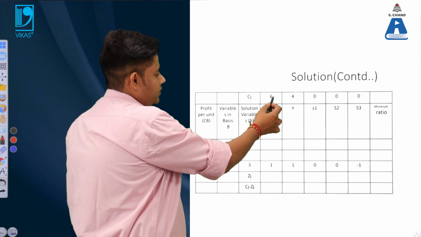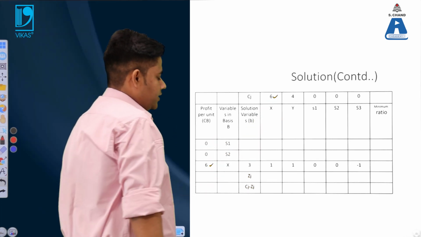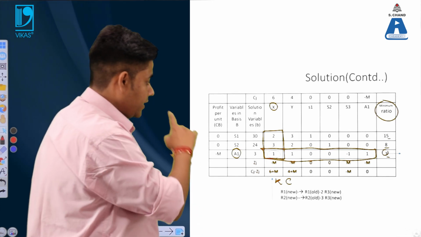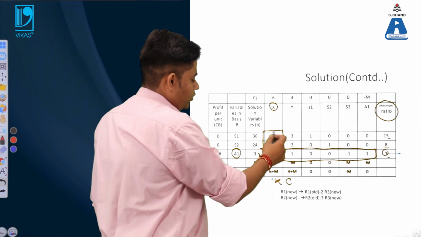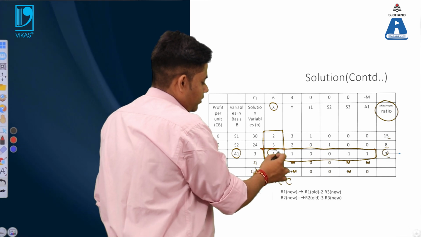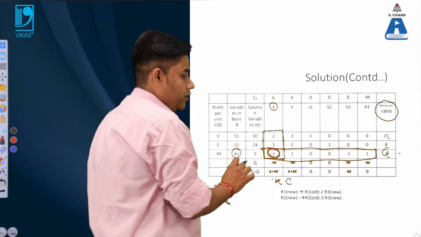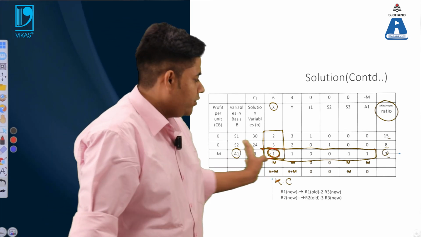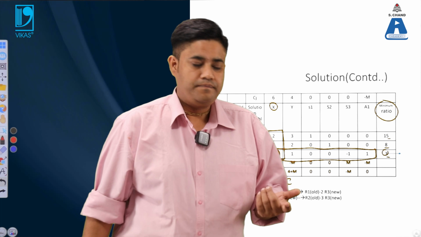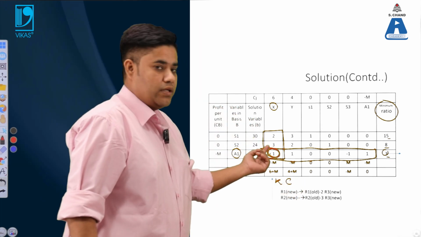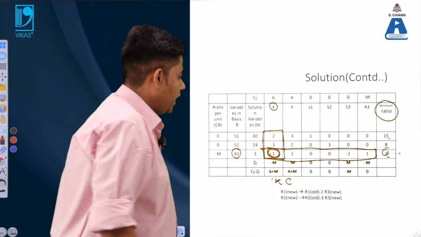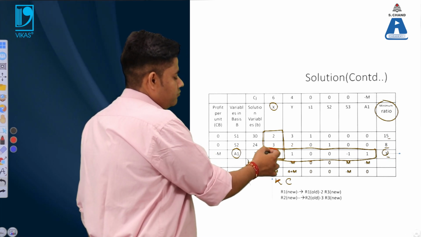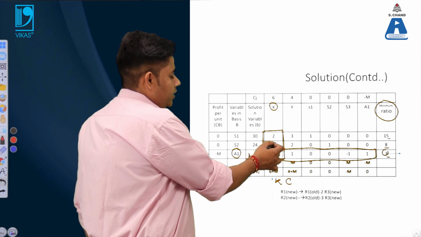So the coefficient of x is 6, so I have to substitute 6 here. Now there is also one more step, and that step says that the intersection of the key row and the key column should always be 1. This is already 1, but if it is not 1, let's say this value is 3, I need to divide the entire row by 3, so that this key element becomes 1, and additionally the other elements in the key column should be 0.